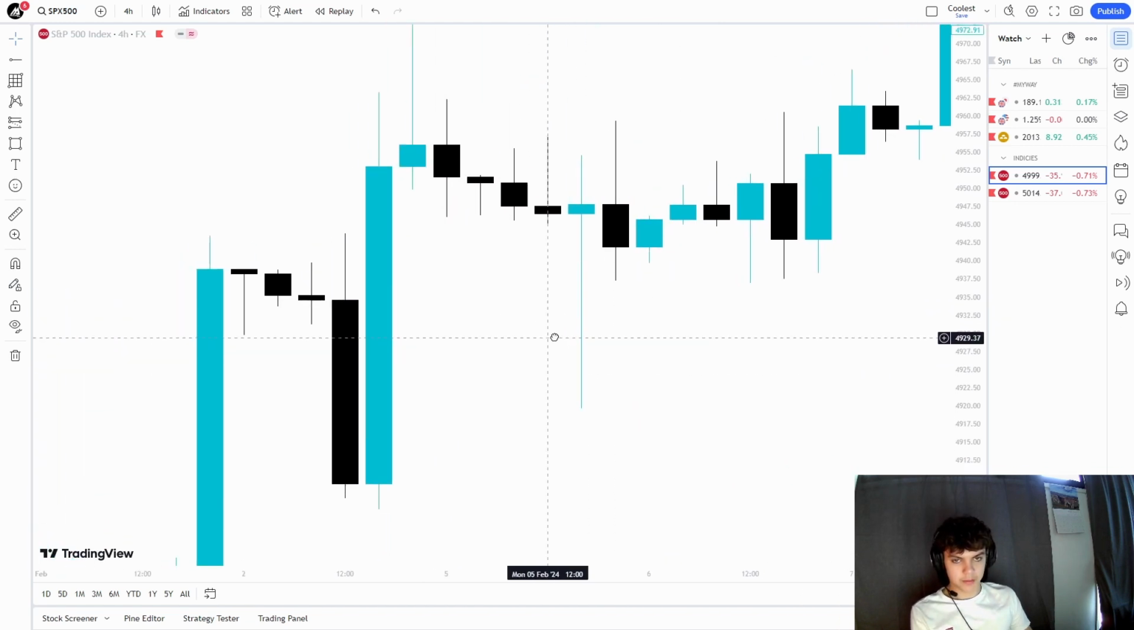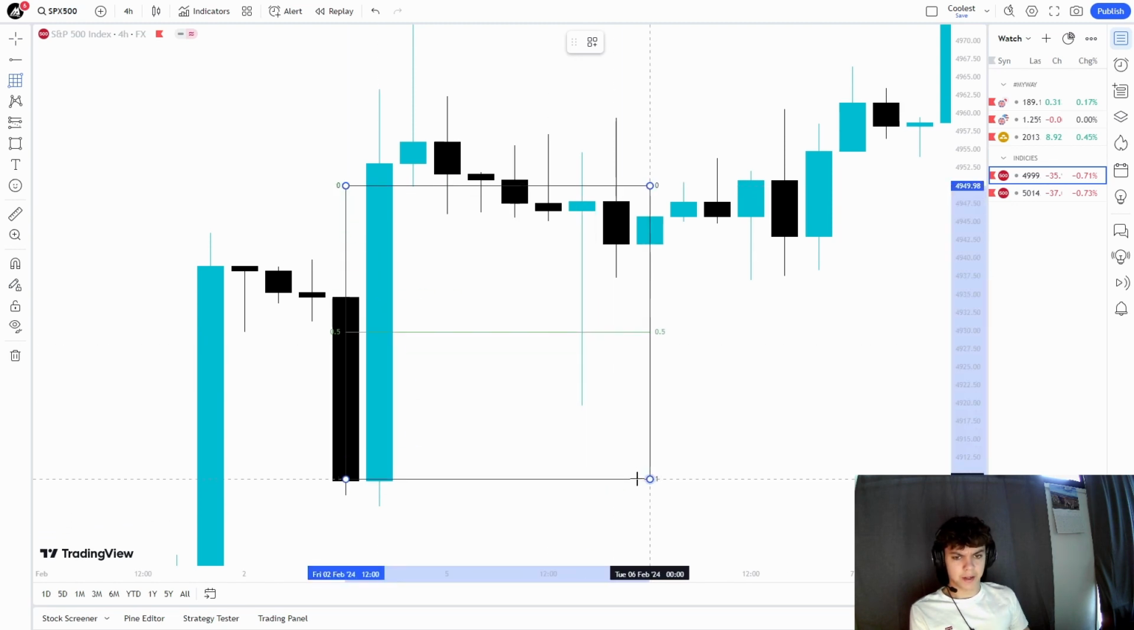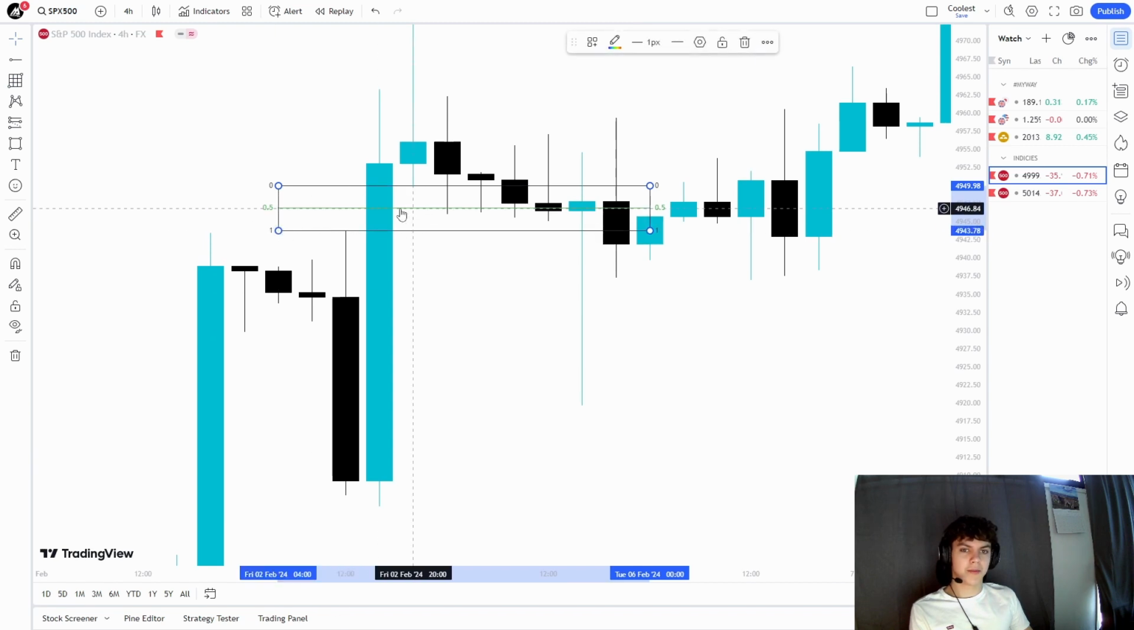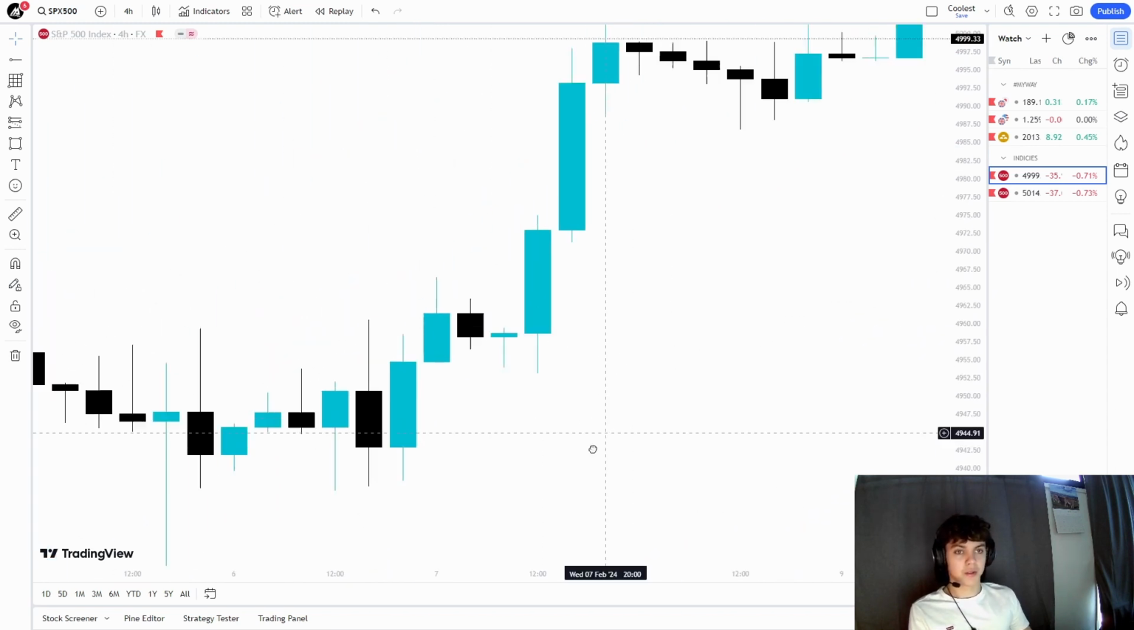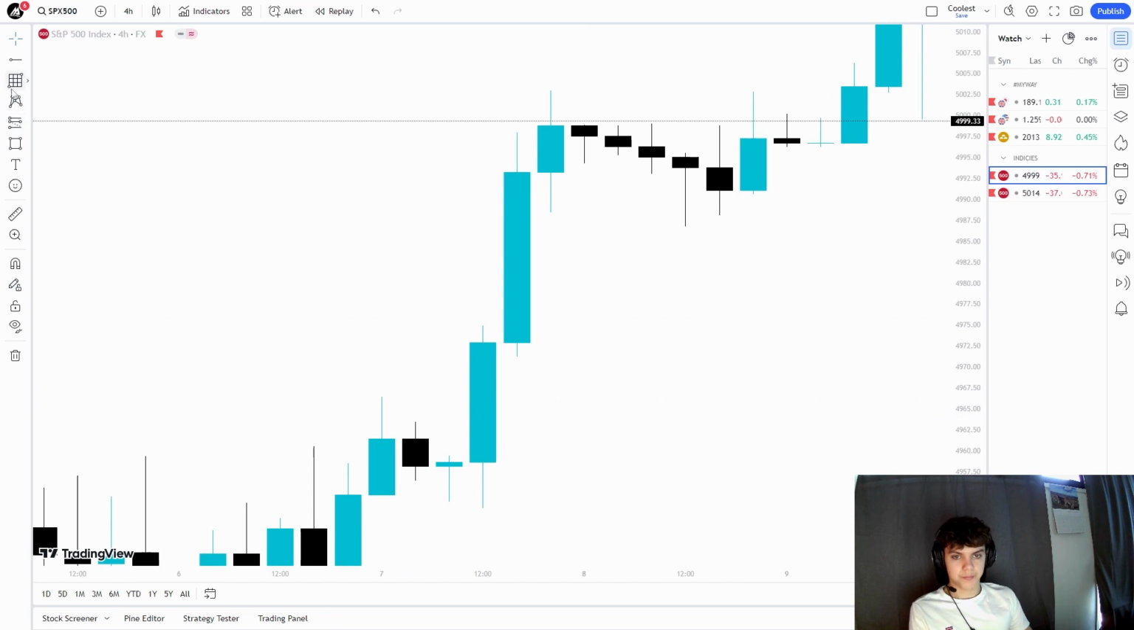Okay, is this a fair value gap? Like this, is this a fair value gap? No, this is not a fair value gap. This would be the fair value gap, but if it's that small, I don't even mark it. But if it's noticeable, then I mark it. For example, this right here.